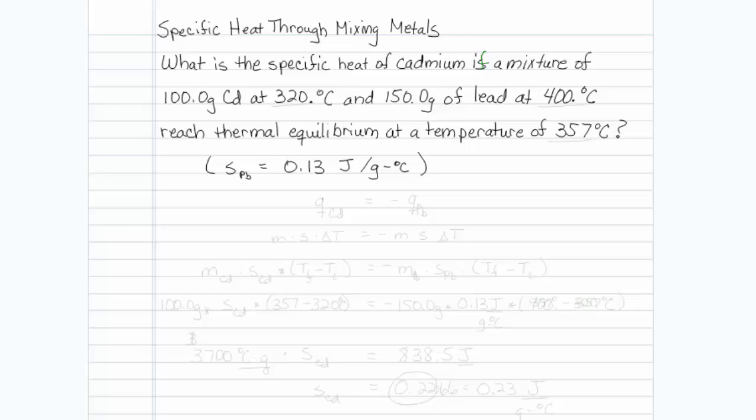Okay, the important thing to realize is that the heat that the cadmium gains is equal to the opposite sign of the heat that the lead loses. I say the cadmium gains heat because it goes from 320 to 357. The lead loses because it goes from 400 to 357. The formula for these is the mass times the specific heat times the change in temperature.